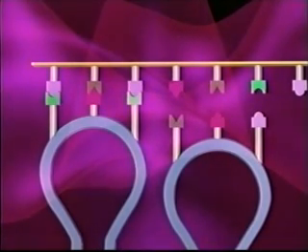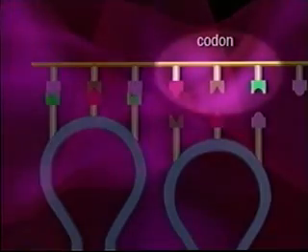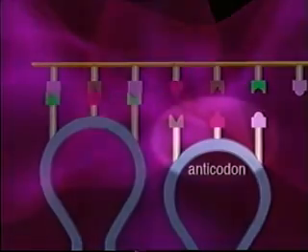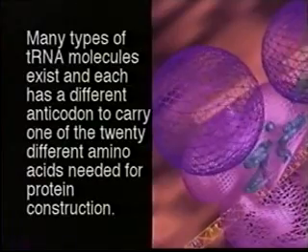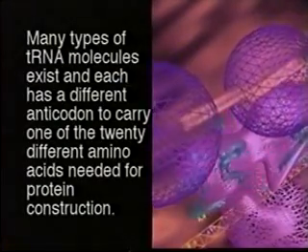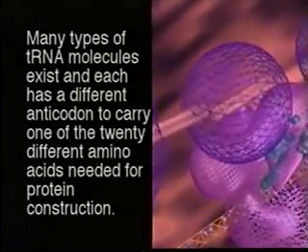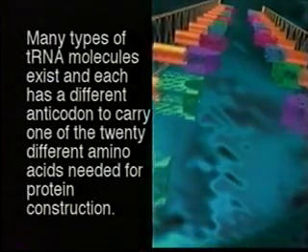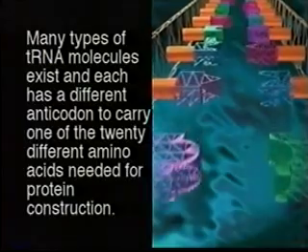Because these bases attach in complementary fashion to the 3 bases in an mRNA codon, this region of the tRNA molecule is called the anticodon. Only a tRNA with a specific anticodon can pick up a specific amino acid. Many types of tRNA molecules exist, and each has a different anticodon to carry one of the 20 different amino acids needed for protein construction.